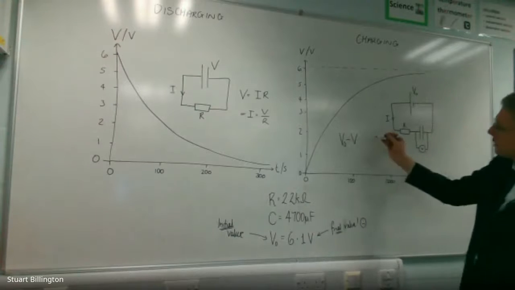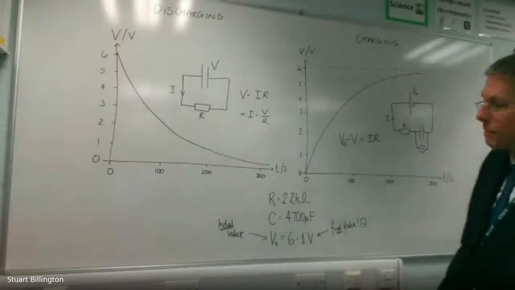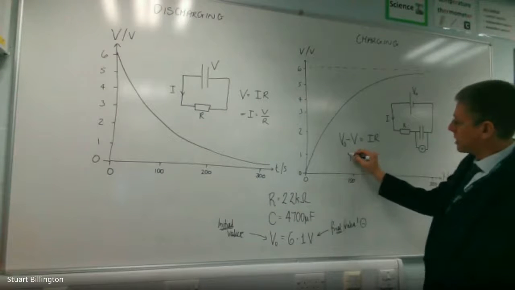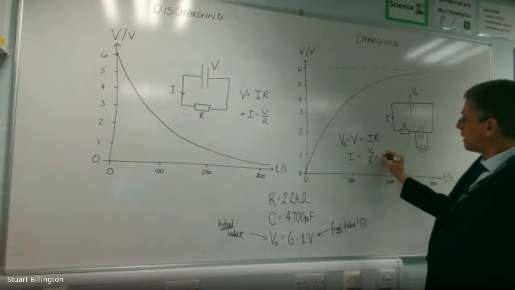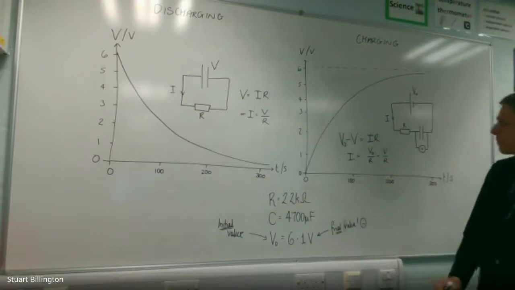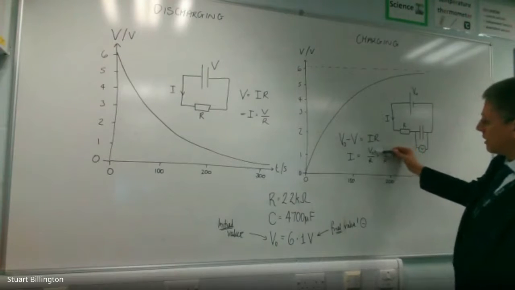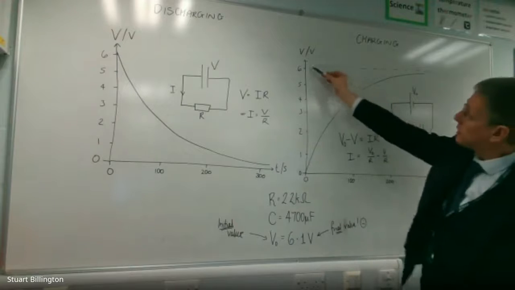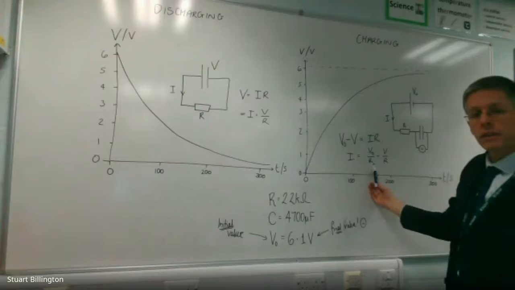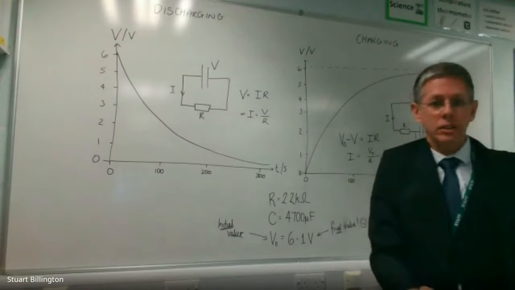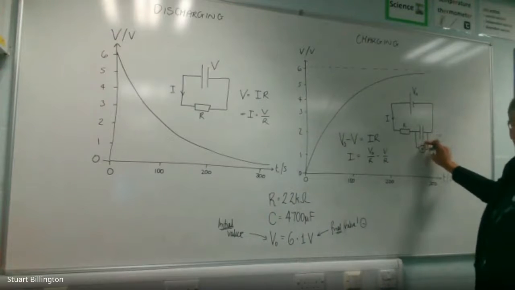minus V equals IR. And now when we rearrange it to get I, we get V0 over R minus V over R. Now V0 over R, that's the full 6 volts divided by the resistance. So that's what we will get as our current when there is no V on the capacitor.